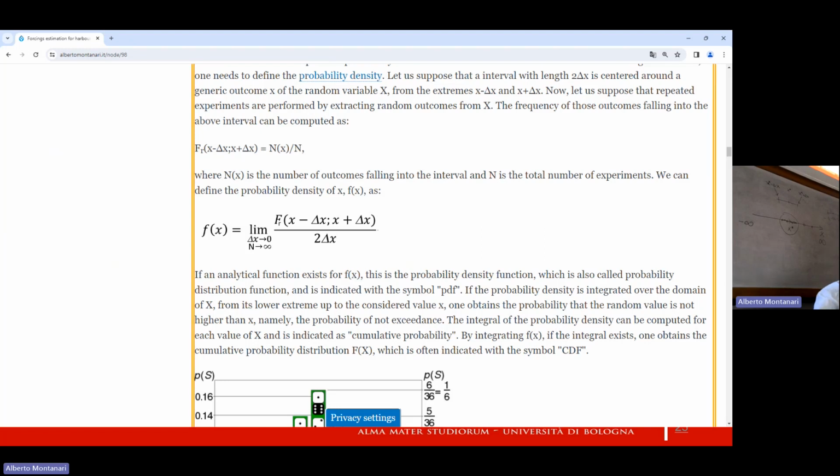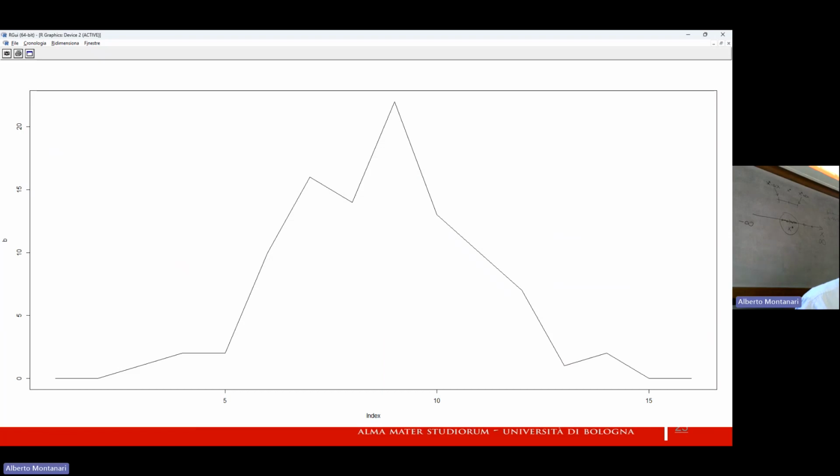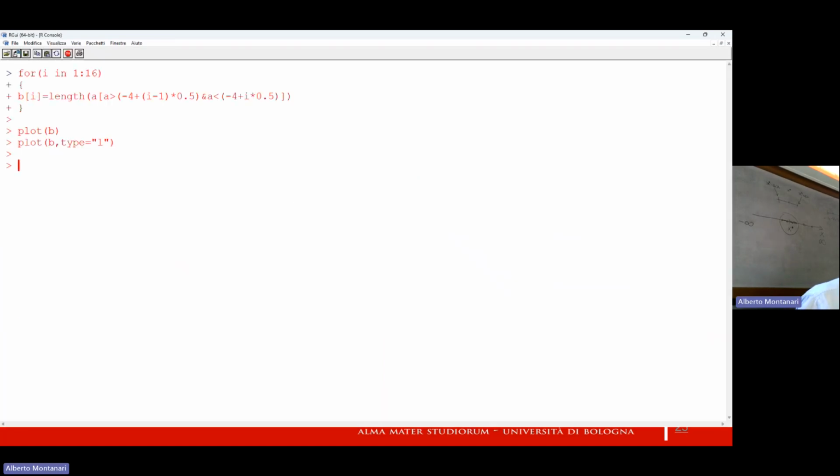And then I have to divide by the total number of outcomes, okay? So if I want to get the probability density, an estimate of the probability density, what I should do, let me repeat it: I should divide it by the number of trials, which is, I think, 100, and divide it by 0.5. I think it should work. I don't need the curly brackets because it's only one instruction.